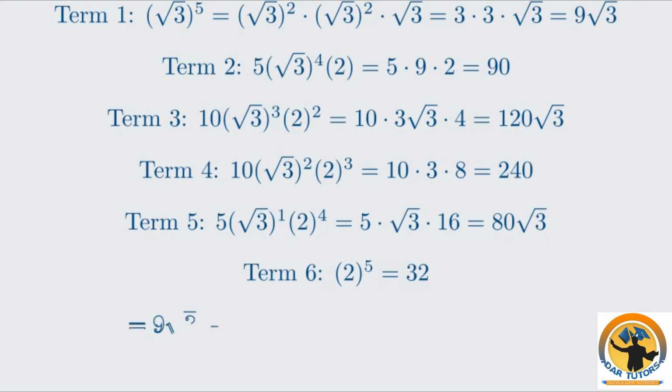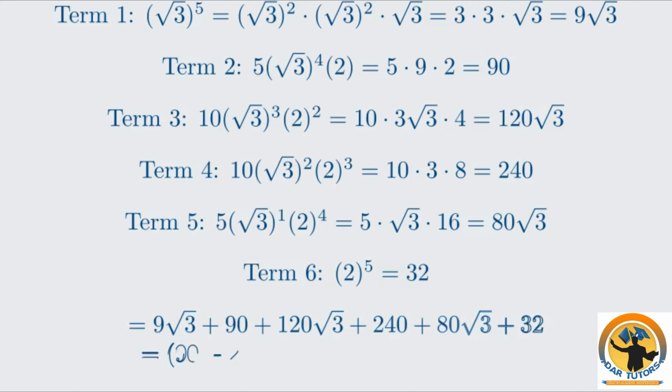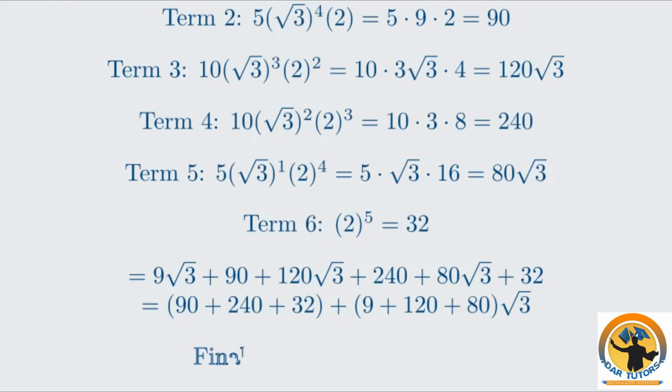We group the terms with square root 3 and the integer terms. This gives us 90 plus 240 plus 32, plus 120 plus 80, square root 3. The final answer is 362 plus 209 square root 3, which is in the required form.